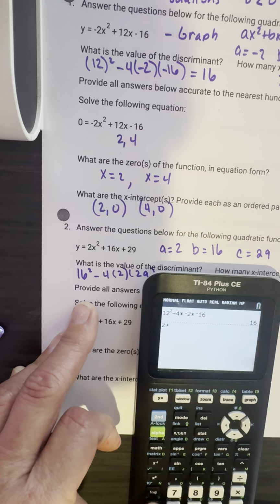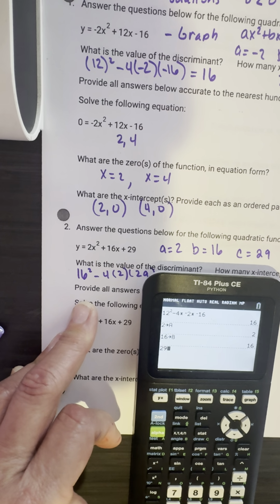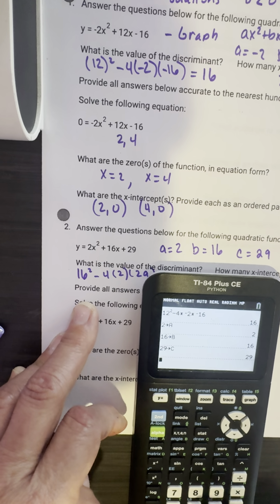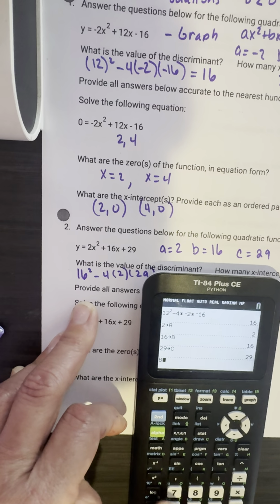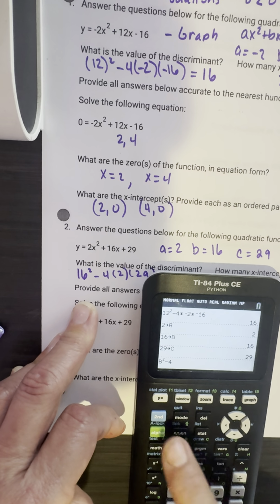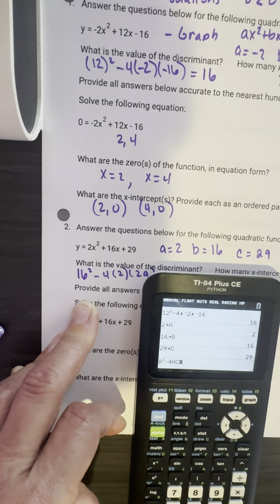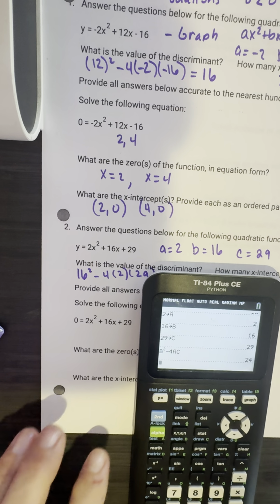So alpha A is right above it. Press enter. And then 16, store alpha B. 29, store C, alpha C. And then you can put your equation in. So alpha B, so B squared minus 4 alpha A alpha C. And I can press enter. And we get 24.